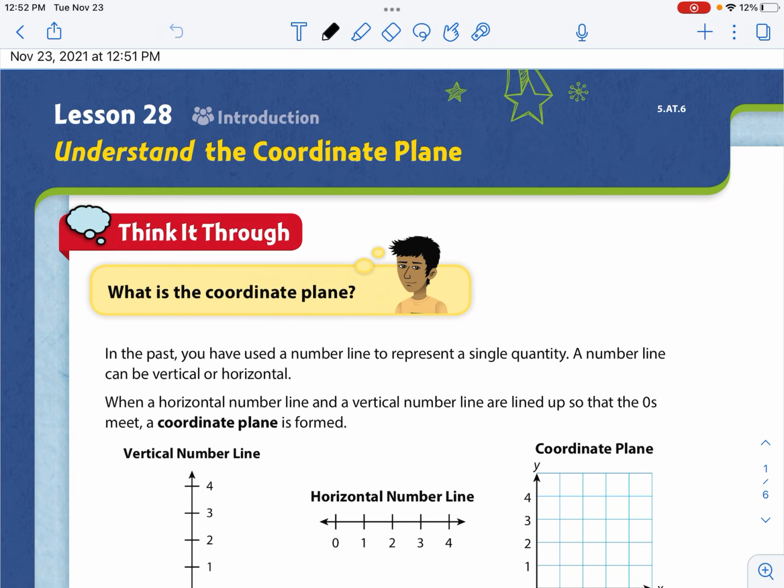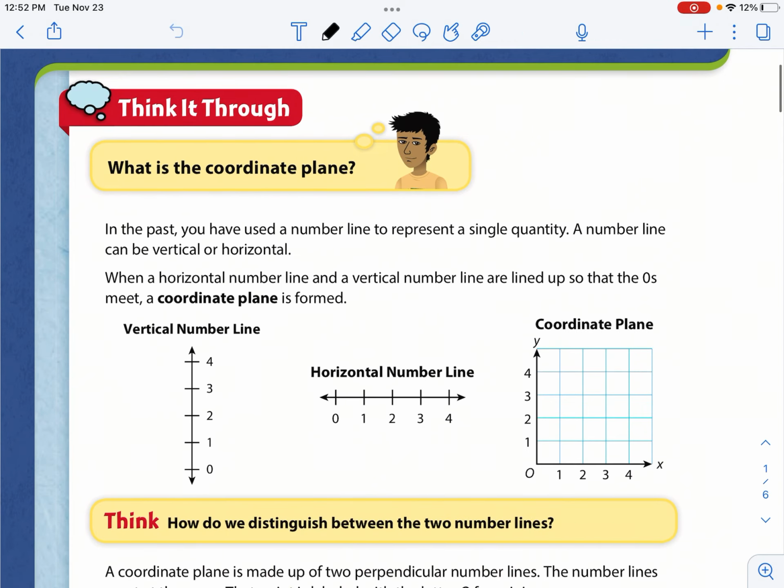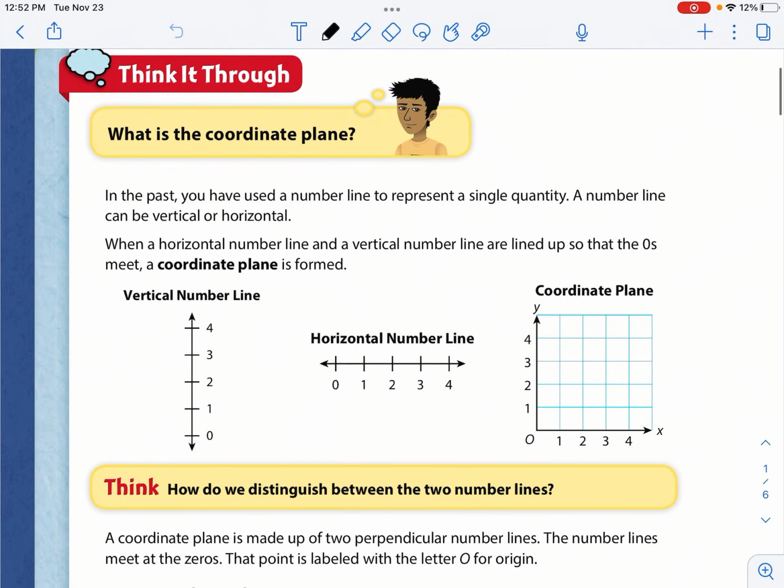So what is the coordinate plane? In the past, you've used number lines to show different numbers. It can be vertical or horizontal. Vertical would be like a thermometer. Horizontal would be a lot like the number lines that we use in class. And when a horizontal number line and a vertical number line are lined up so that the zeros meet, that makes a coordinate plane. You can see that right here.